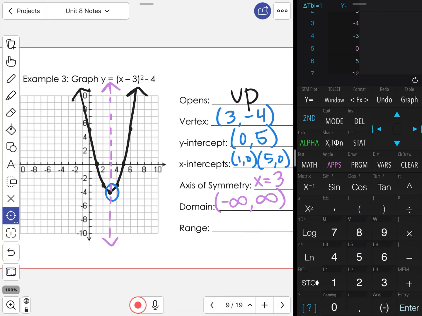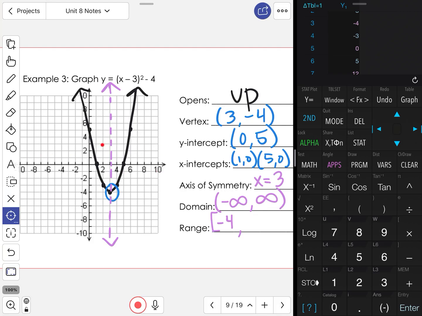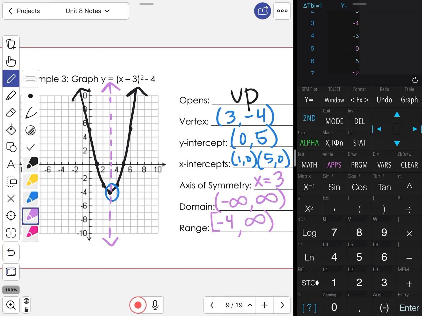Okay, then for range, I got to use a horizontal line back and forth. And the first time I start touching is at the point where I'm hitting at -4. So since I touched a point, it's going to be a bracket. And then the last time I touch my graph is at 2 arrows. So that's going to be headed towards +infinity.